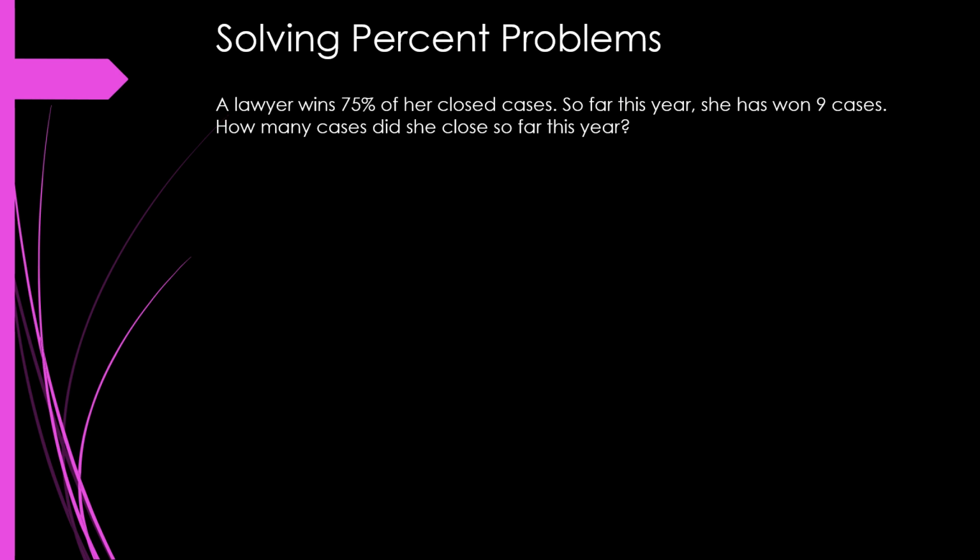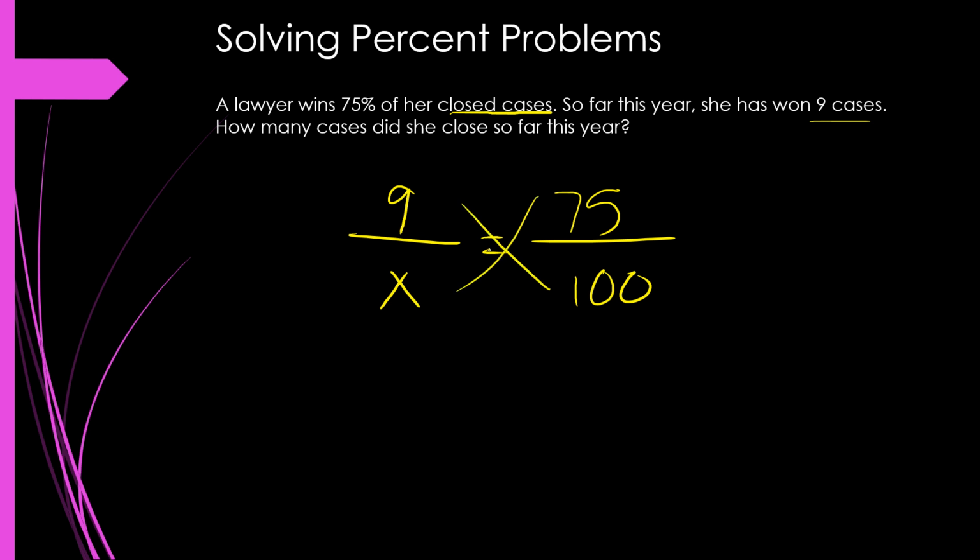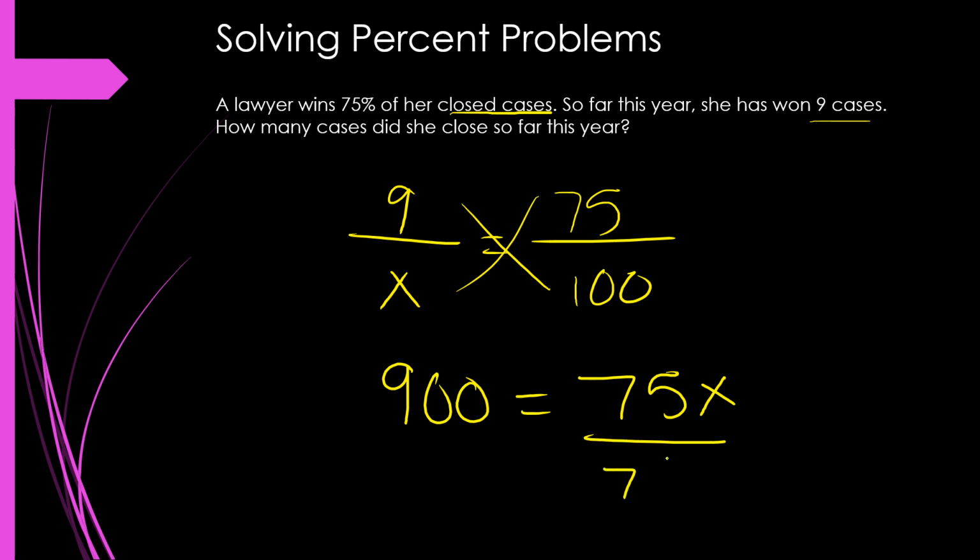Alrighty, a lawyer wins 75% of her closed cases. So she wins 75% of her closed cases. So far this year, she's won 9 cases. How many cases did she close so far this year? Okay, so she wins 75% of her closed cases, right? And she's won 9. X on the bottom. 75 over 100. Do our cross multiplication. 900 equals 75x. Divide by 75.